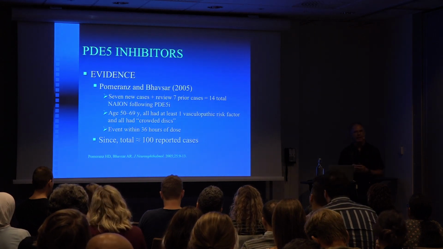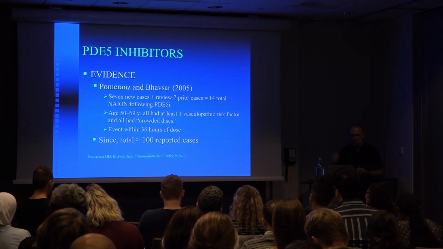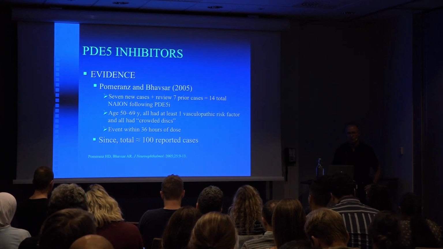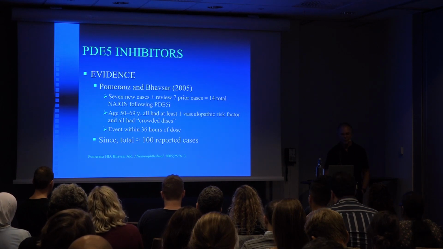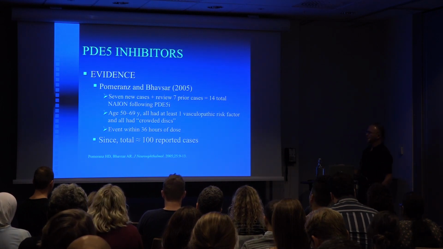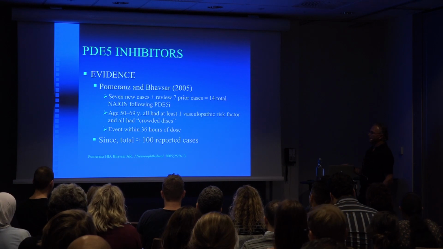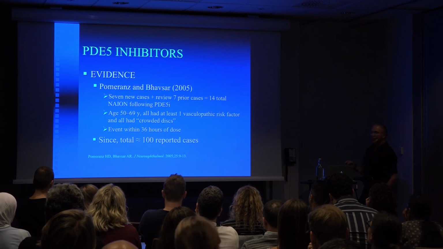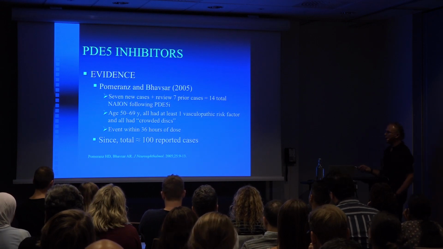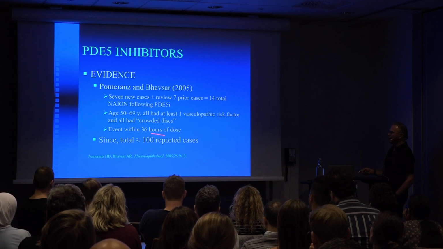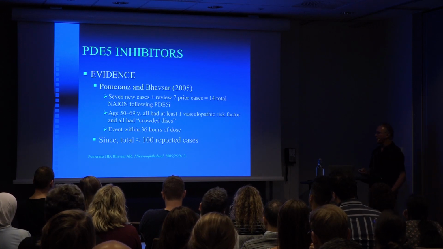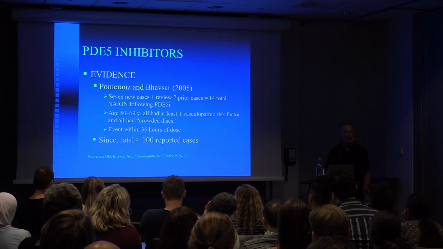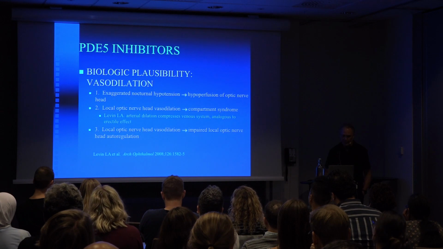So there's evidence that the use of PDE5 inhibitors is a risk factor for the development of NAION. This sort of came on in the early 2000s, and then one of the larger studies was 2005, looking at new cases and old cases of NAION following the use of PDE5 inhibitors. They all had vasculopathic risk factors, they all had crowded nerves, and they all had events happen within the time window for the drug. Since that, there are actually more than 100 reported cases, and of course, all the cases that happen are not reported.